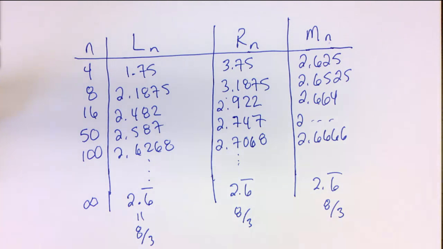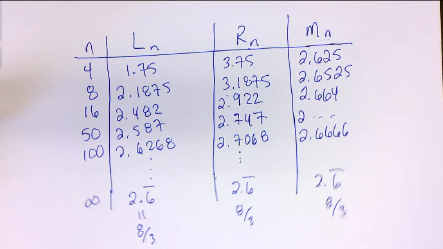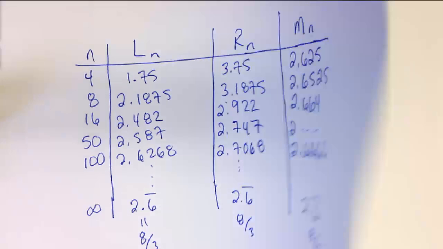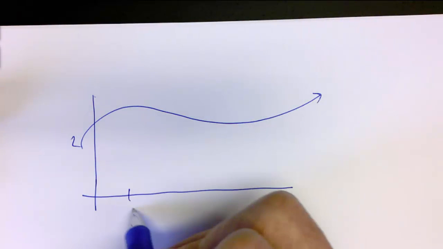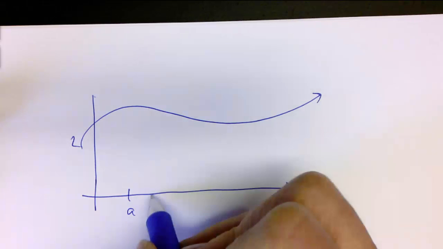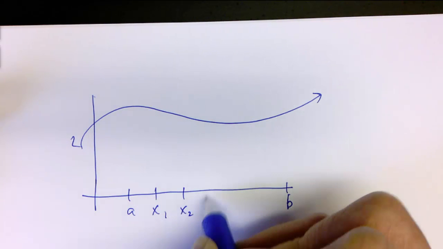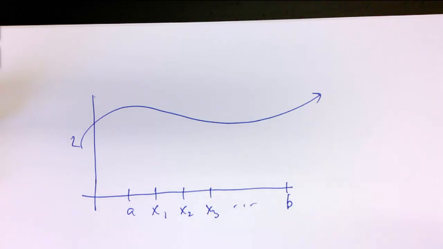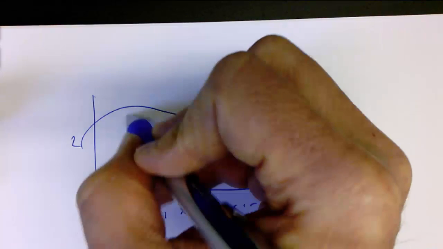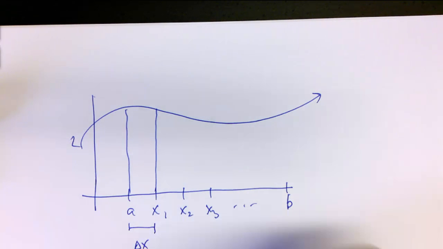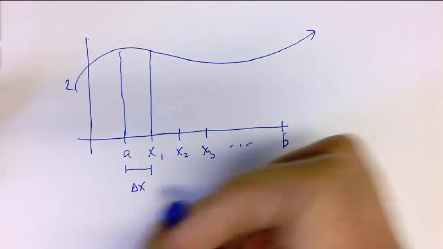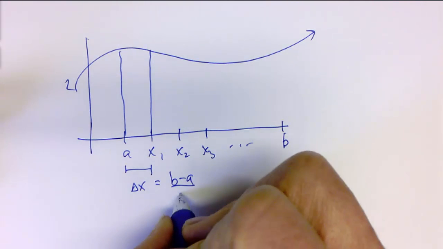All right. Let's look at this limit idea just a little bit. Okay, so back to our picture. Divide into equal width subintervals. Each has width delta x, which is the length of the whole interval divided by the number of subintervals.